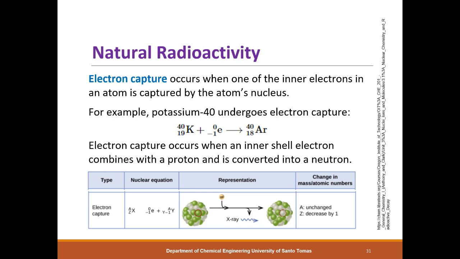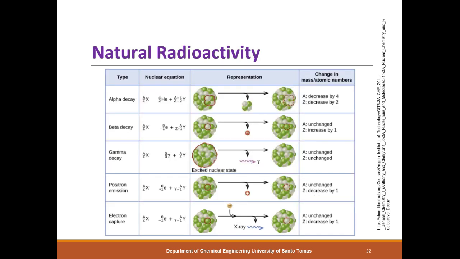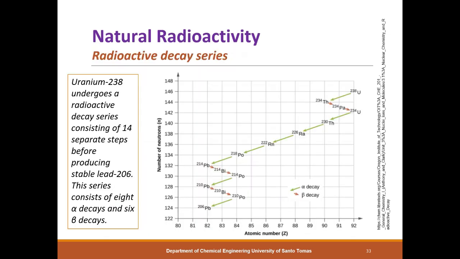Whether electron capture or positron emission occurs is difficult to predict. The choice is primarily due to kinetic factors, with the one requiring the smaller activation energy being the more likely to occur. This figure summarizes these types of decay along with their equations and changes in the atomic and mass numbers. Now let's have radioactive decay series.